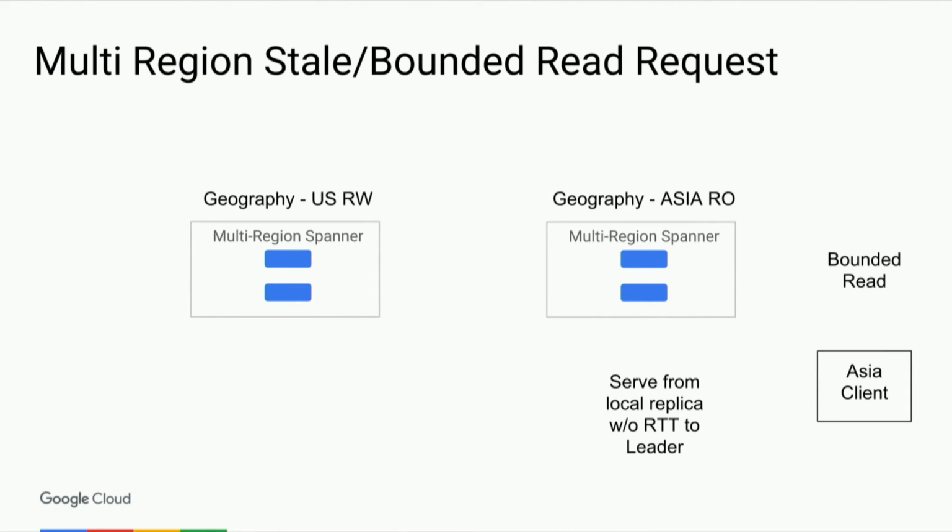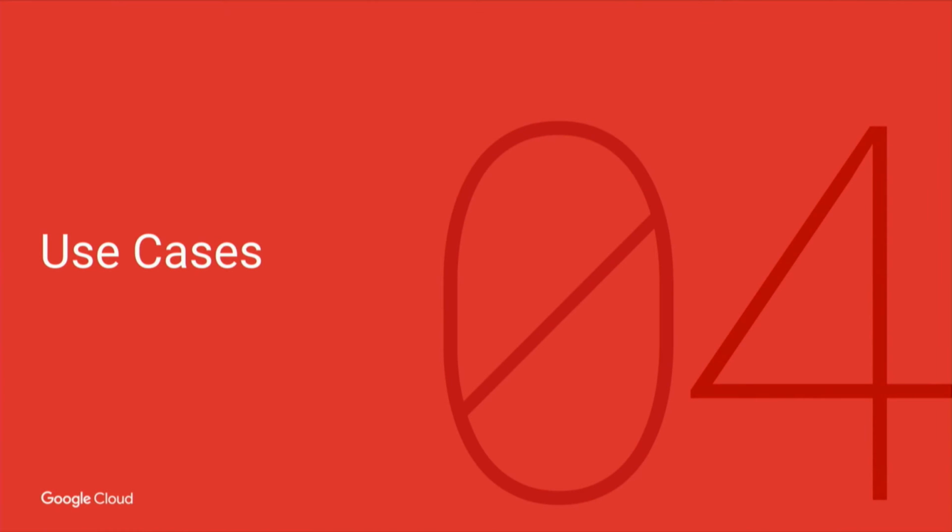In a stale or bounded read request, as before, the local replica is read directly, normally with no need for communication with the leader. So you can see in the multi-regional instances, writes in locations with read-only replicas are slightly slower, but reads are still fast, as data is read locally. So that explains how Spanner works under the hood.